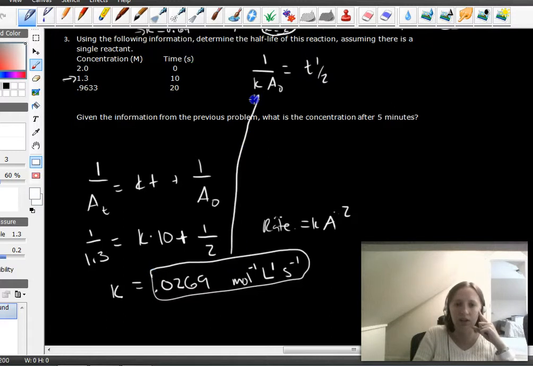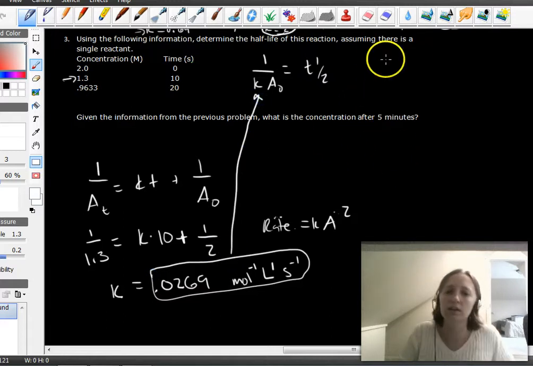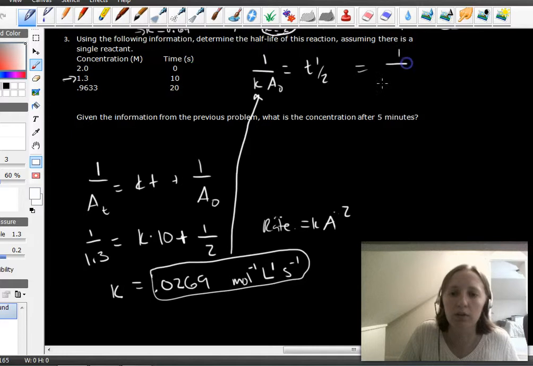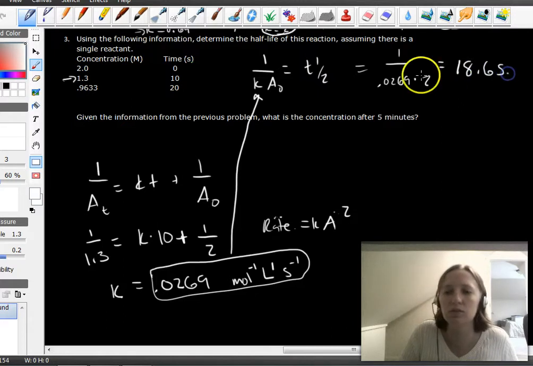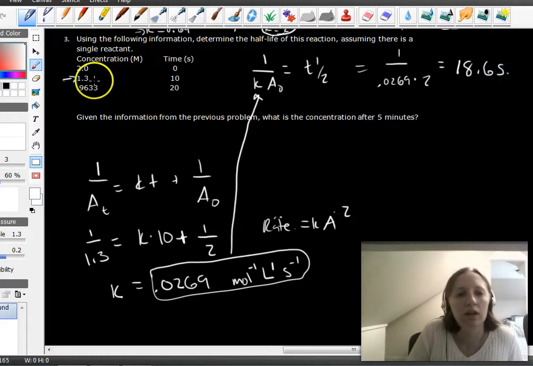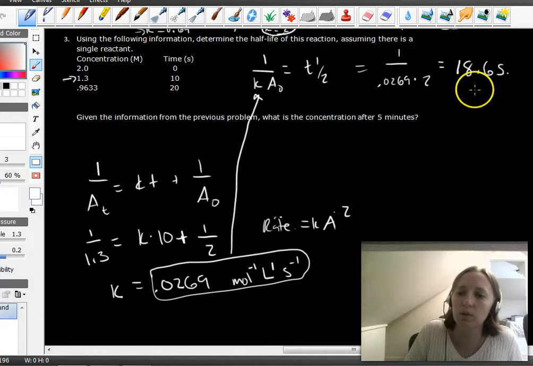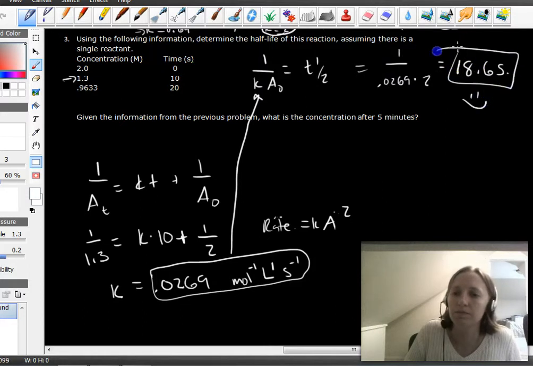So now we can stick that in here. So we've got 1 over 0.0269 times, what's my a0? 2. So the time for 1/2 is 18.6 seconds, which if you go back and look, that's about right. It looks like to get from 2 to 1, it's going to be slightly less than 20, and that's what we got, so we're happy.